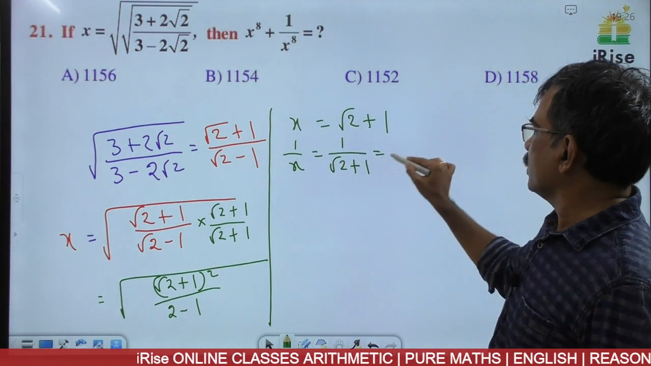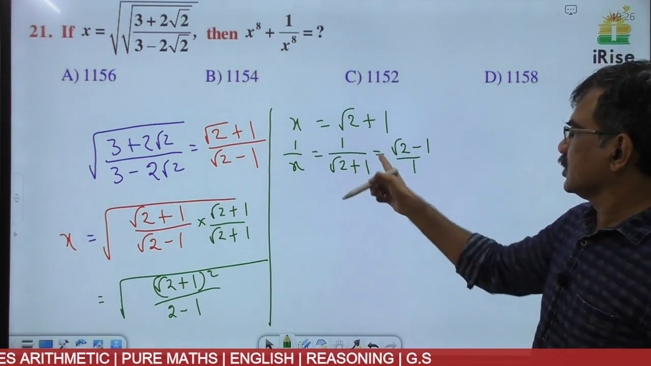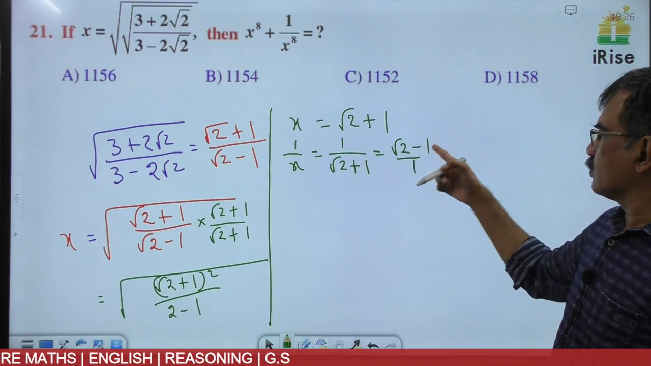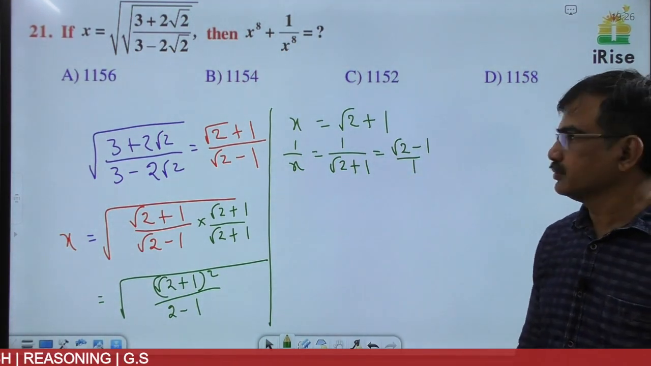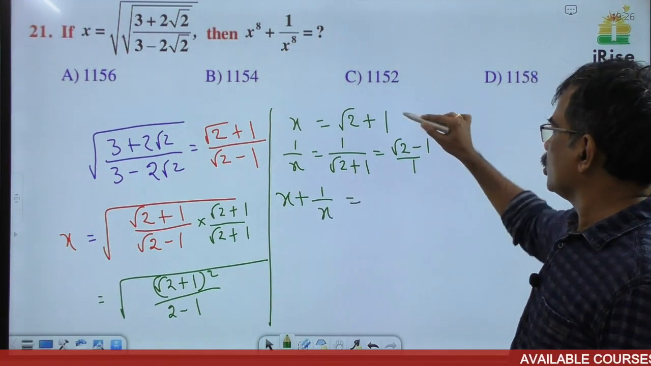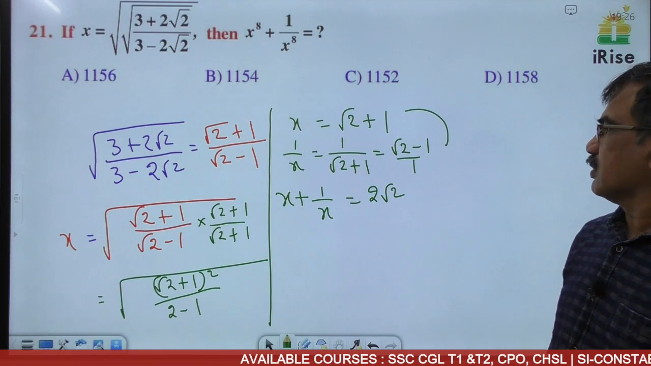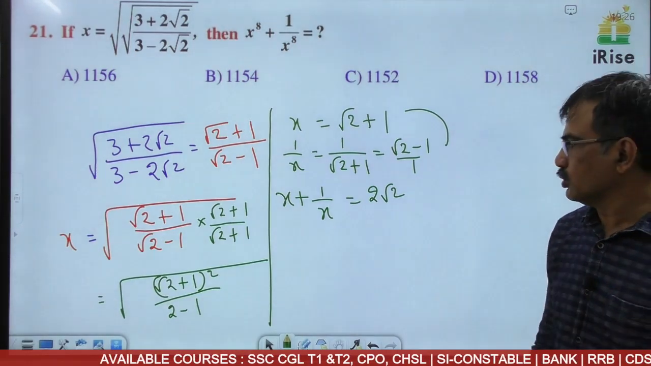Here, how to write this one? Directly I want to write root 2 minus 1 by 1. The rationalizing factor of this is this one, and the product of these two is this one. Therefore, what is x plus 1 by x? If you add these two, we get 2 root 2. x plus 1 by x is equal to 2 root 2.